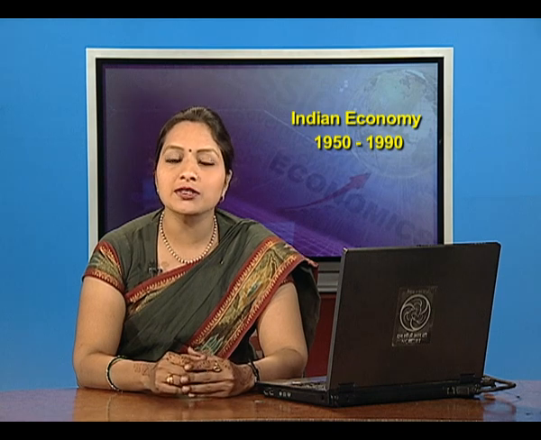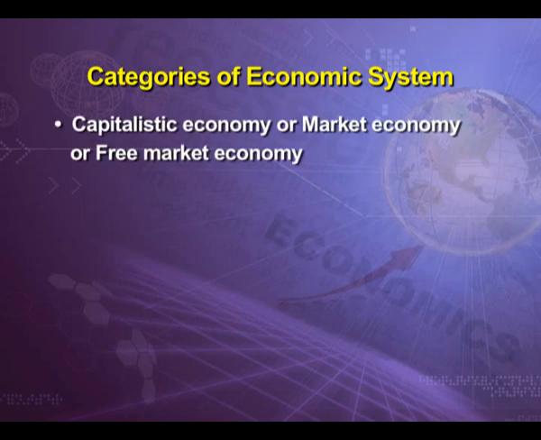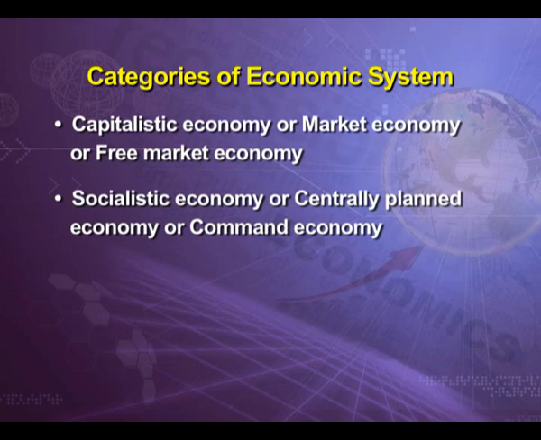And this economic system is divided into three categories. First is capitalistic economy, commonly known as market economy, sometimes also known as free market economy. The second economic system is socialistic economy, or centrally planned economy, or command economy, and the third economic system is mixed economy. Let us start our chapter with the understanding of all these three types of economies.